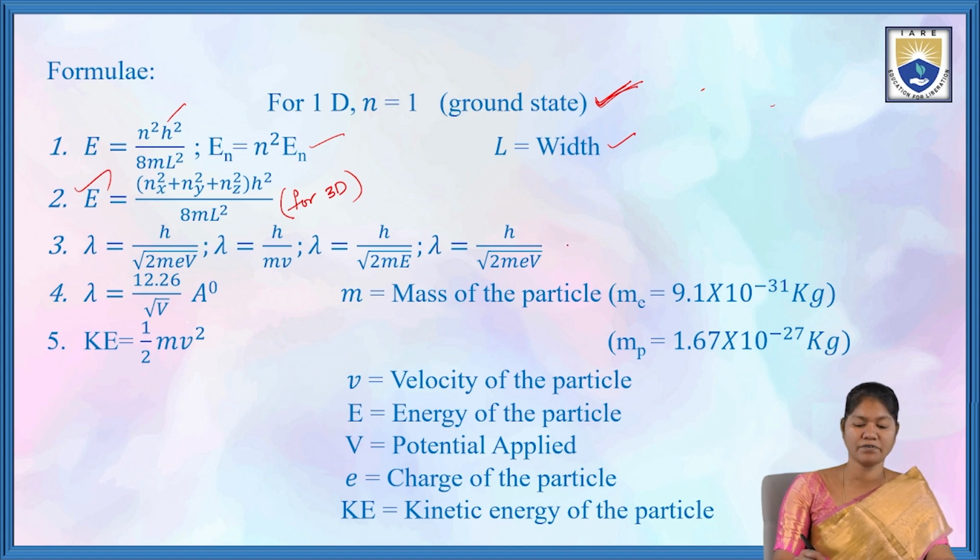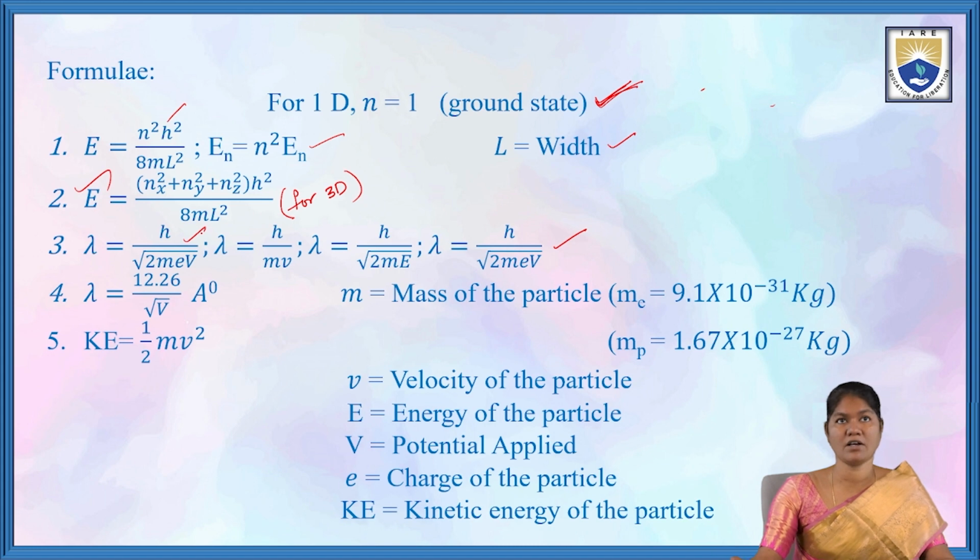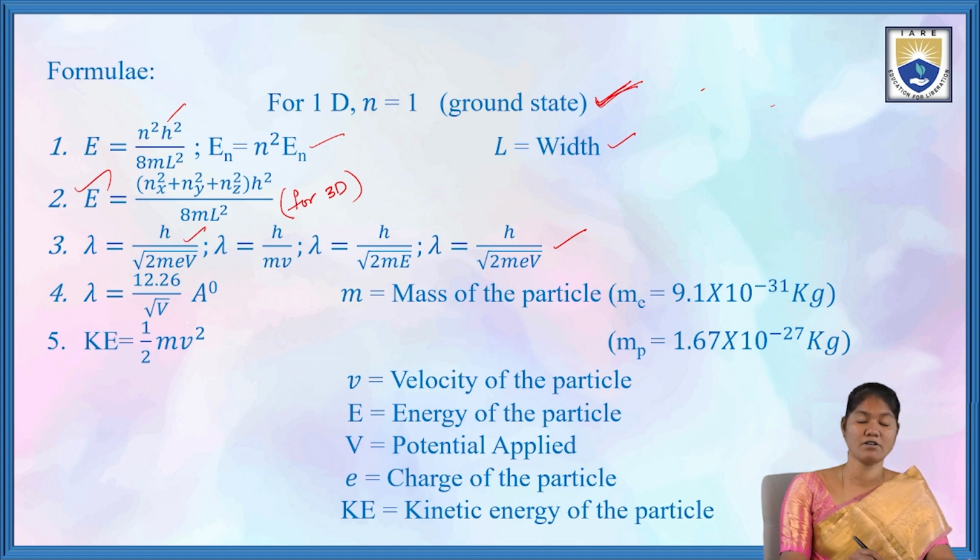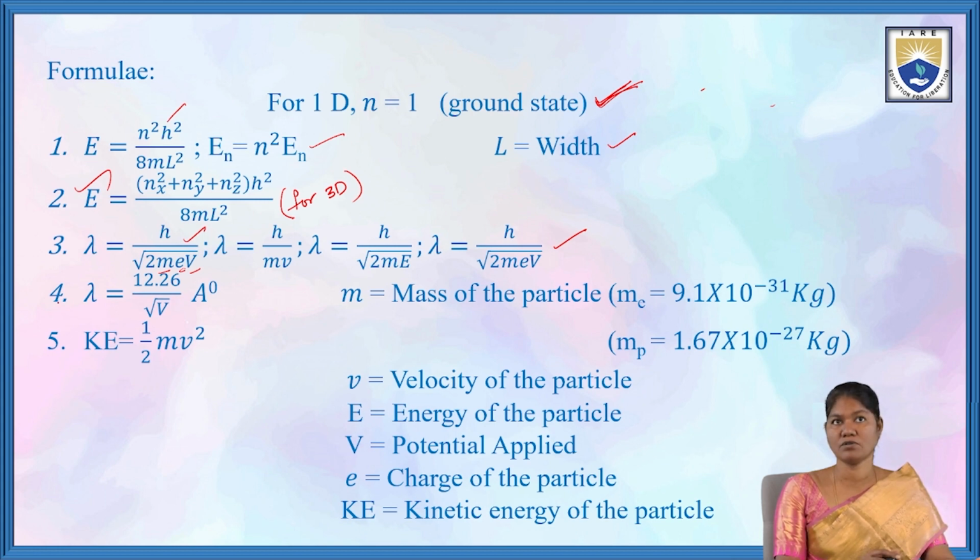We have already seen in the previous problems that lambda equals h by root 2 m e V. This formula is used when the particle experiences some potential V. If the particle is accelerated through a potential, then to calculate the wavelength of the particle, we use lambda equals h by root of 2 m e V. Here e is the charge of the electron, V is the potential, m is the mass of the particle, h is Planck's constant, and lambda is the wavelength we are going to calculate.